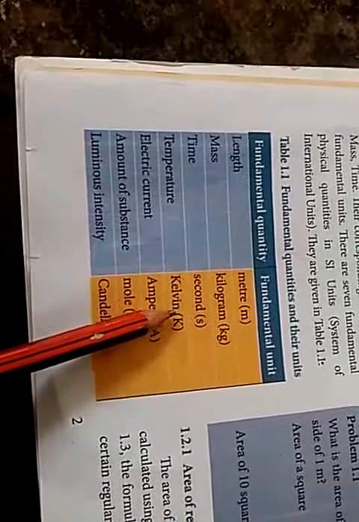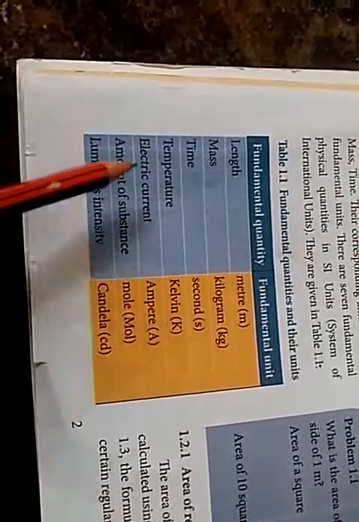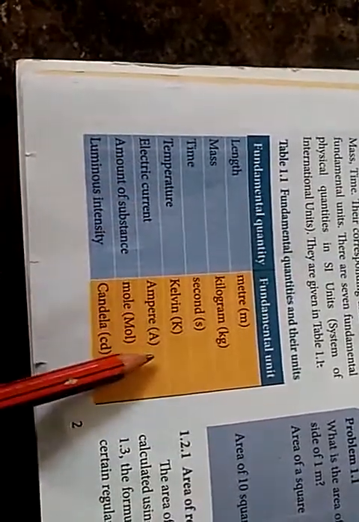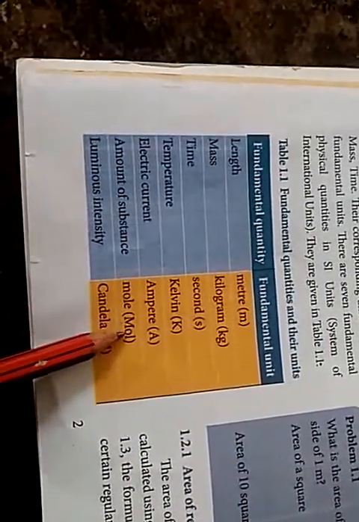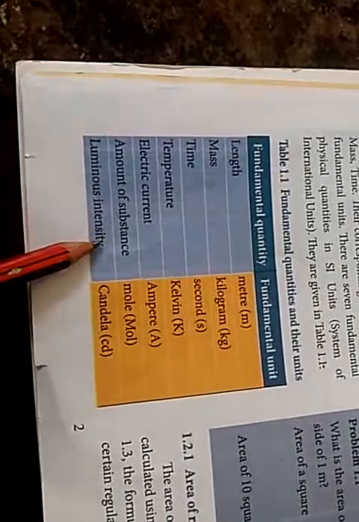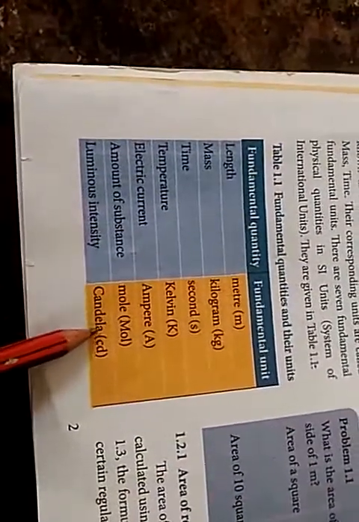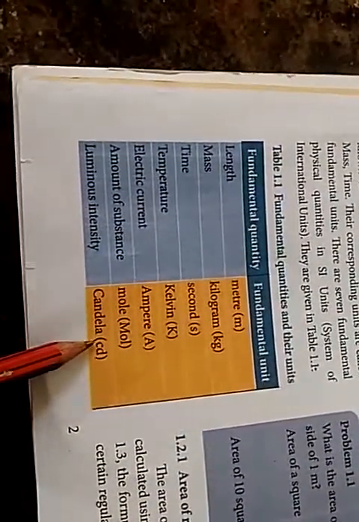Temperature, unit Kelvin, K. Electric current, ampere, A. Amount of substance, unit mole, mol. Then luminous intensity, unit candela, denoted cd.